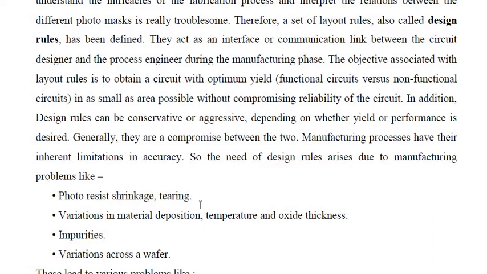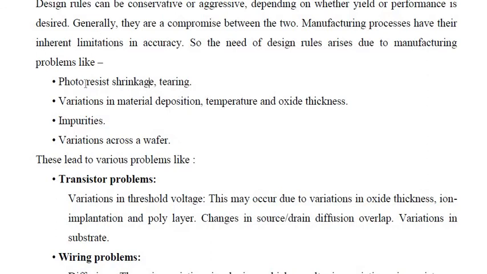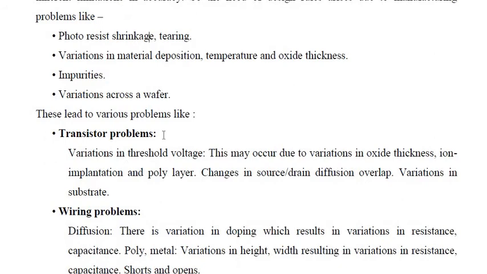Now we will see what problems occur due to these limitations. There are 4 problems that occur due to these limitations, and these lead to various problems like transistor problems. Transistor problems means we will get a variation of threshold voltage. For every transistor there will be some particular threshold voltage, a limiting voltage, after which it won't operate properly. This may occur due to variations in oxide thickness, which I have already said, or ion implantation or poly layer.